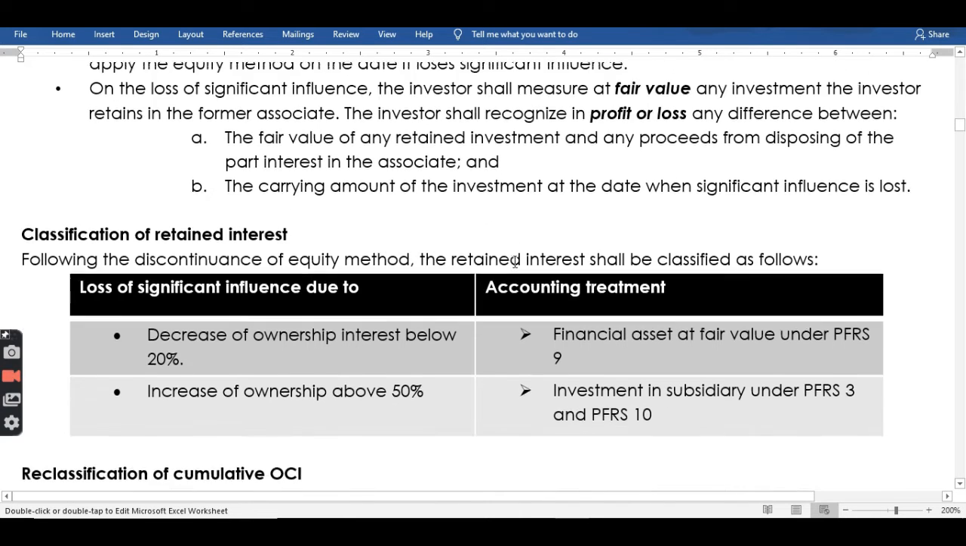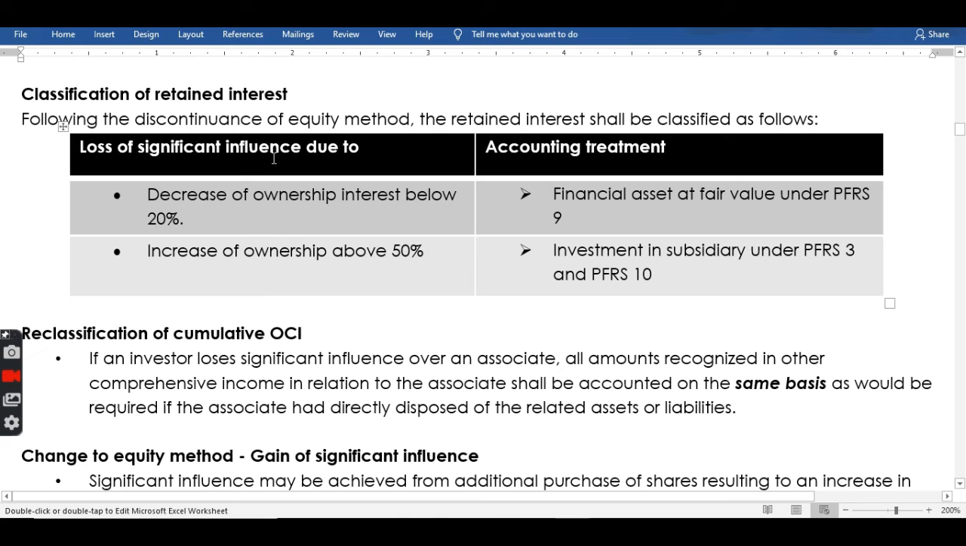Okay? So yan. So ito ngayon yung sinasabi natin kanina, okay? Kapag nagkaroon tayo ng decrease in ownership, then magiging part siya ng financial asset under PFRS 9. Kapag naman nagkaroon tayo ng increase at tayo ay nagkaroon na ng control over that entity, then subsidiary na yan, then we are going to account that under PFRS 3 and PFRS 10. Okay, so yan yung sinasabi ko kanina.